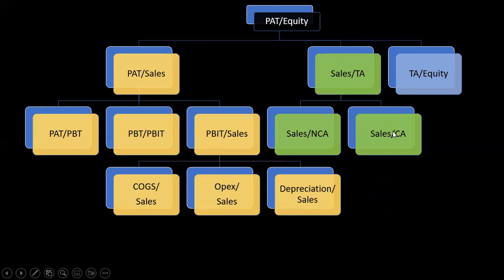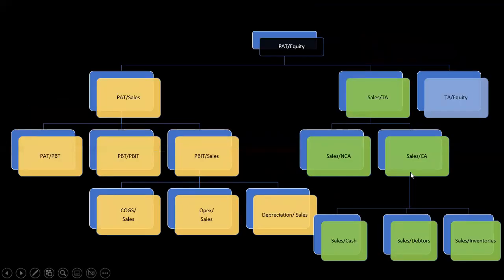And if you want, you can drill down further. Is the CA high because of cash? Are you keeping idle cash on the balance sheet? Or are the debtors high? Or are the inventories high? Answering these questions will help us in managing assets efficiently. If assets are managed efficiently, the sales by TA will go up. If sales by TA goes up, all other things remaining constant, PAT by equity will go up.